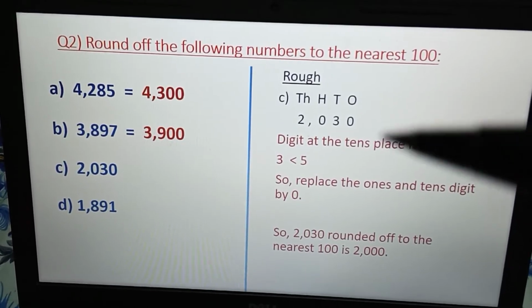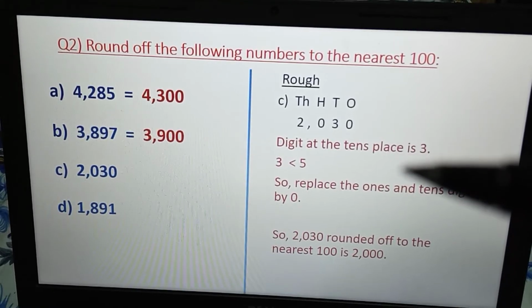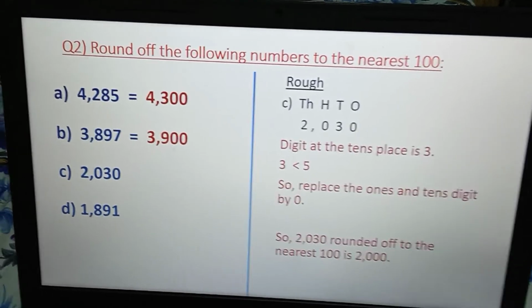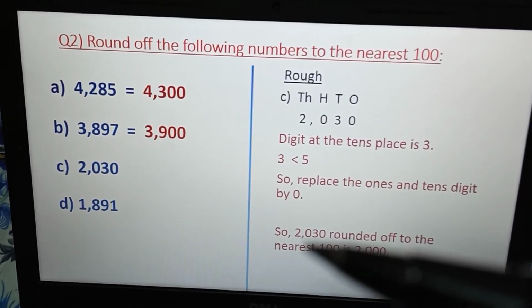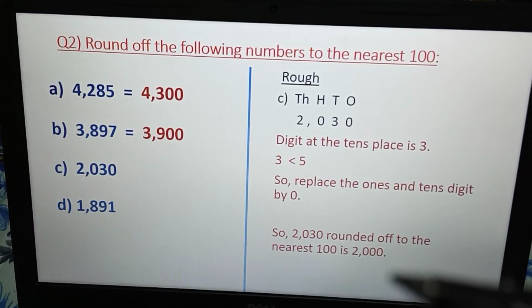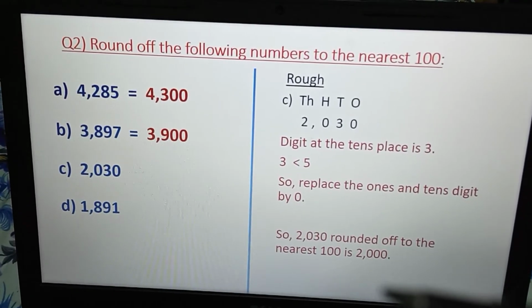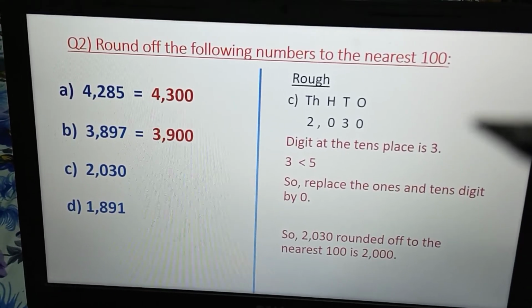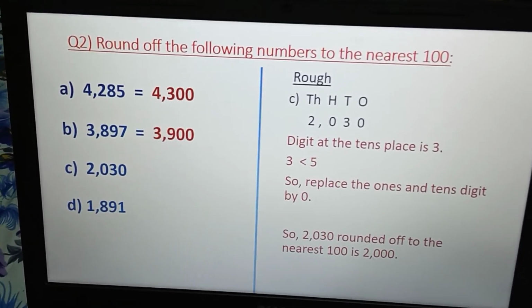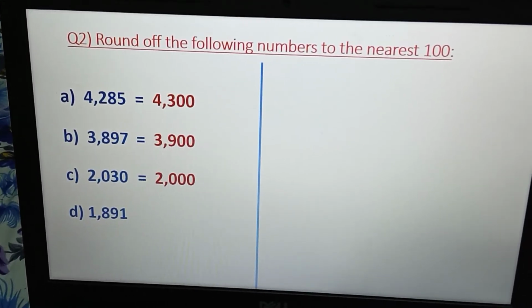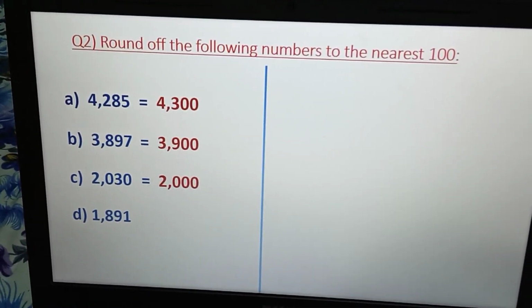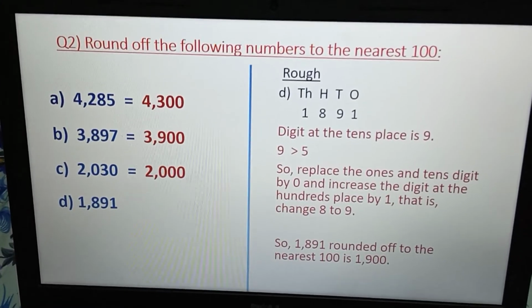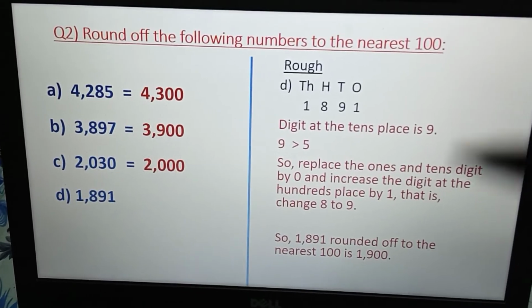So the ones place digit and tens place digit will become 0, 0. So our answer will be 2000. That is 2000. So 2030 rounded off to the nearest 100 is 2000. You just notice, children, we are checking the digit at the tens place. Now our question number D, 1891. Now tell me which digit is there at the tens place. Yes, it is 9.